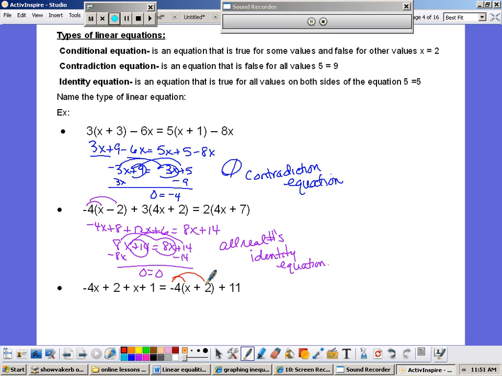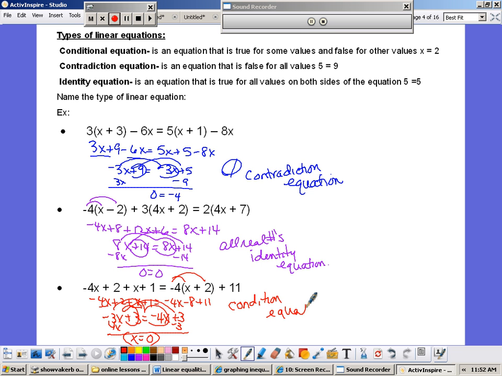Okay, distribute here. So negative 4x plus 2 plus x plus 1 equals negative 4x minus 8 plus 11. Negative 3x, when I put these two together, plus 3 equals negative 4x plus 3. Bring my 4x over, bring my 3 over. I get x equals 0. Now some people are like, oh, this has to be one of the special ones because I got a 0. 0 can be an answer. X equals 0 is an answer, therefore it is a conditional. So these are conditional equations. So they're the 3 things that can occur.